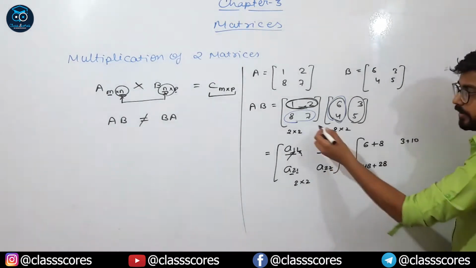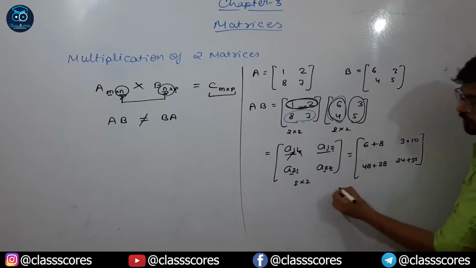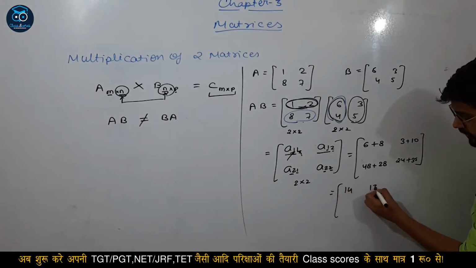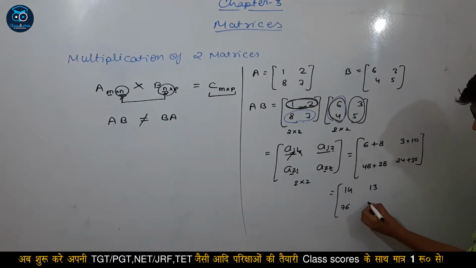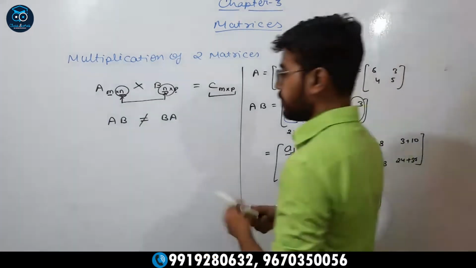Similarly, A22 means second row and second column. Then 8 threes are 24 plus 35. So if we solve this, 8 plus 6, that is 14, 13, 60, 76 and 59. So this is the required answer. Clear? Okay, we will take one more example.